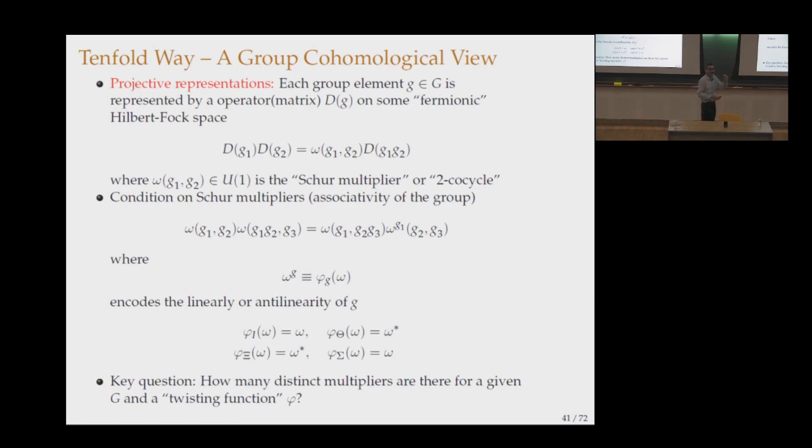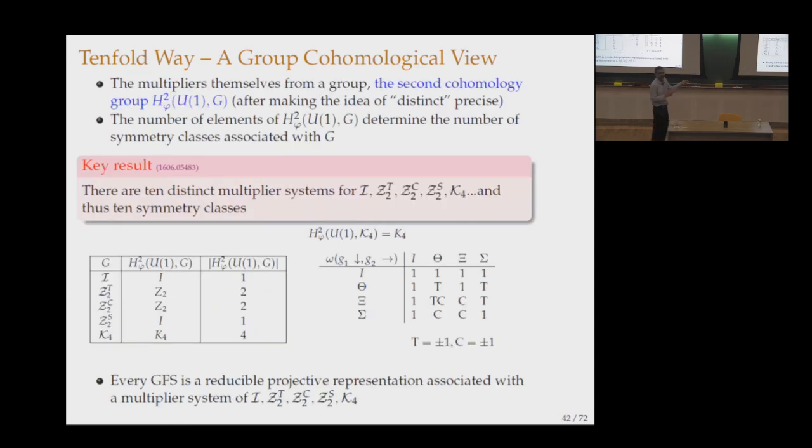Now there's a beautiful theorem you can show: the distinct Schur multiplier systems themselves form a group. And that group is called the second cohomology group of the group G. So the math problem is reduced to computing just cohomologies of the groups, of the Klein group and its subgroups.